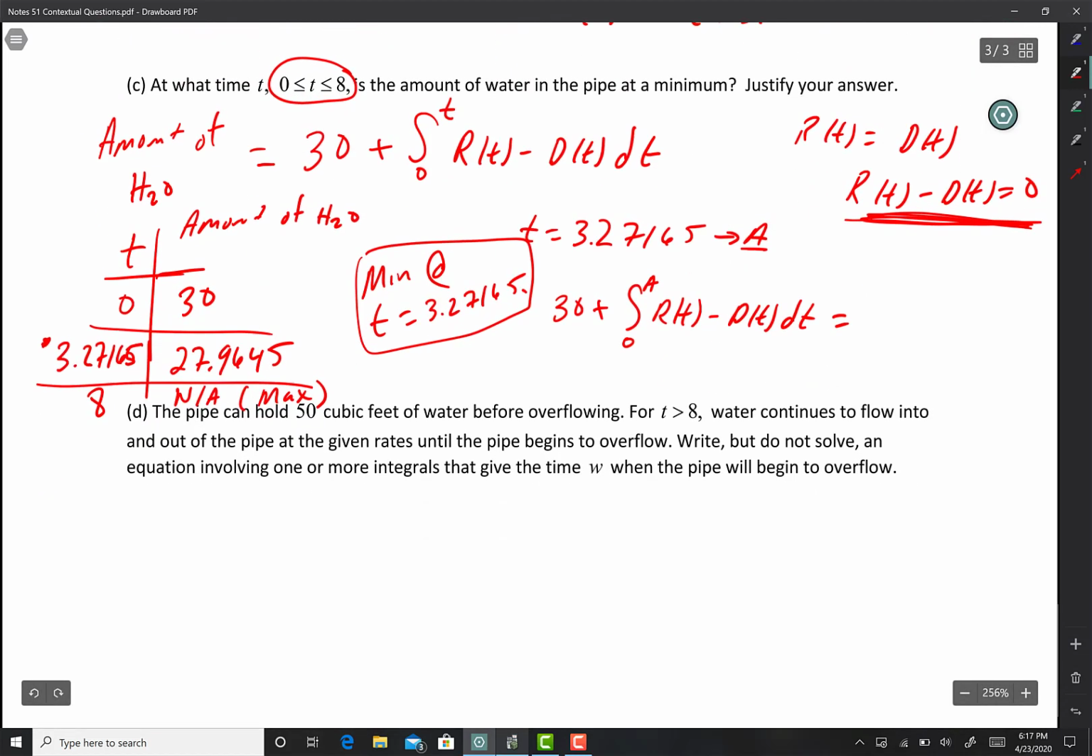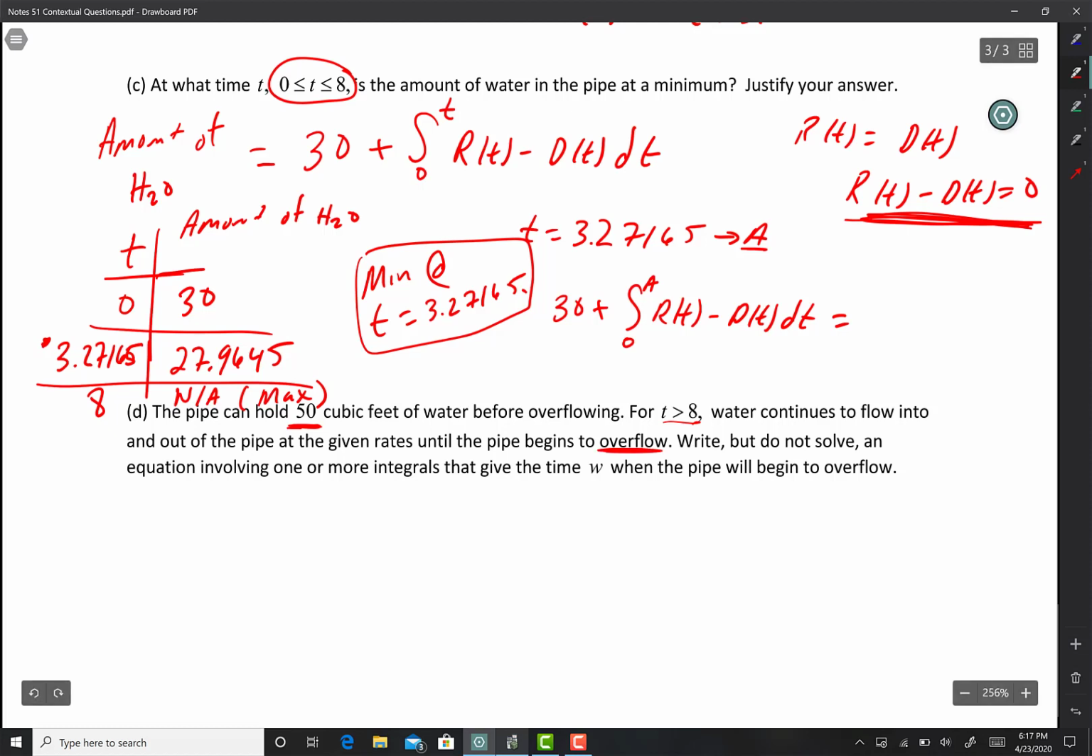All right, here we go. The pipe can hold 50 cubic feet of water before overflowing. For t greater than 8, water continues to flow into and out of the pipe at the given rates until the pipe begins to overflow. Okay. Write, but do not solve, an equation involving one or more integrals that give the time w when the pipe will begin to overflow. All right, I'm going to have to read that again. The pipe can hold 50 cubic feet of water before overflowing. Okay, so 50 is the magic number. For all values greater than 8, I still have the same rates on the pipe until the pipe begins to overflow.